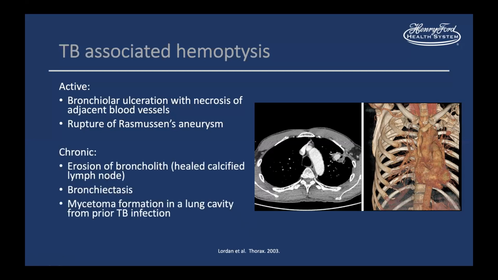When it comes to chronic TB, you have broncholiths that are essentially healed calcified lymph nodes that can erode into nearby vessels. You can get bronchiectasis again. And then if you have a cavity from prior TB, you can develop a fungal infection within it.